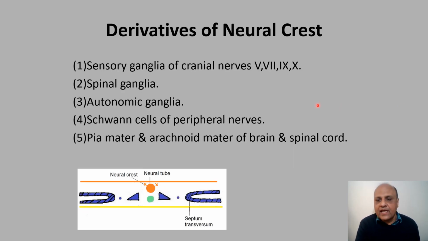Now coming to the derivatives of neural crest. So sensory ganglia, spinal ganglia and autonomic ganglia are all derived from neural crest. Sensory ganglia of cranial nerves 5th, 7th, 9th and 10th. So sensory, spinal and autonomic ganglia, and then other components of the nervous system, Schwann cells of peripheral nerves, pia mater and arachnoid mater of brain and spinal cord. So these 5 structures of the nervous system are derived from neural crest.